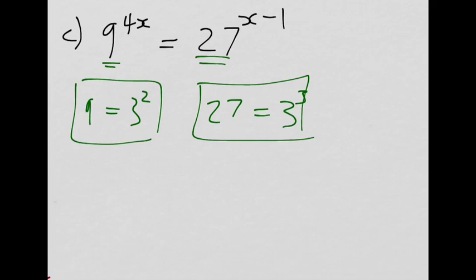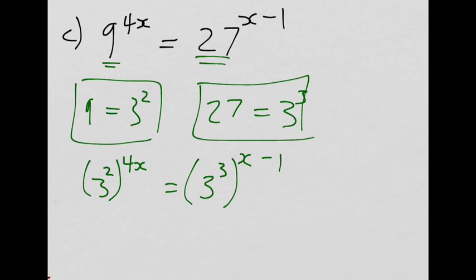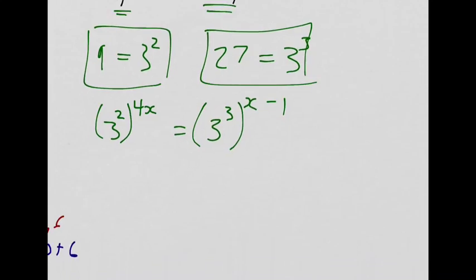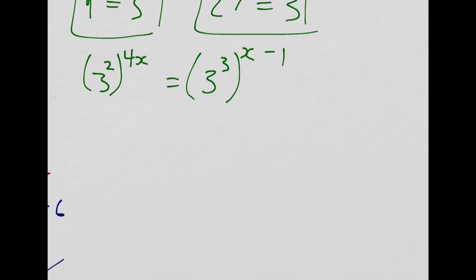So the left side becomes 3 squared, which is what 9 was, all raised to the power of 4x. And then I have 3 cubed, which was what 27 was, all raised to the power of x minus 1. With me? And then following the exponent laws that I had last time, these two get multiplied, and these two get multiplied. Okay, so it's going to look like this.